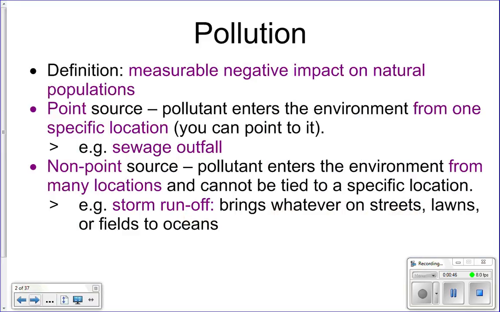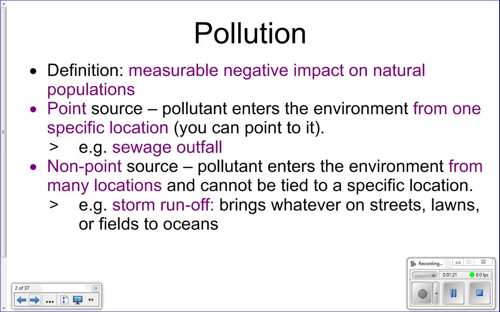So one of the major problems in the ocean that we find is pollution. There's tons of pollution in the ocean. The definition of pollution is anything that has a measurable negative impact on natural populations. Remember when we talked about eutrophication? Eutrophication is the process where you get too many nutrients in, and then you get a phytoplankton bloom, and it blocks all the sunlight from the other producers. Remember that? Okay. So eutrophication is the result of too many nutrients, right?